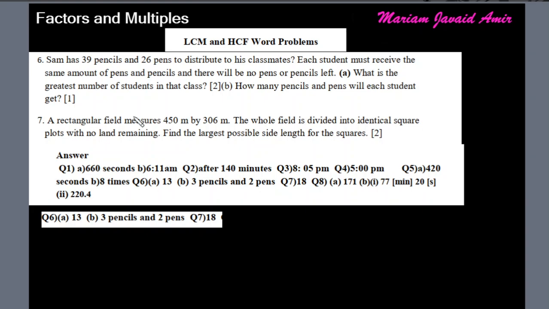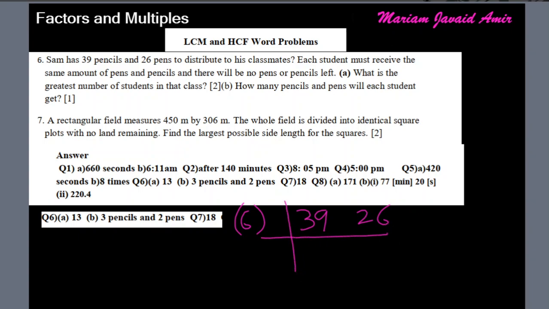Okay, so question number 6 is, Sam has 39 pencils and 26 pens to distribute to his classmates. Each student must receive the same amount of pens and pencils, and there will be no pens or pencils left. Part A, what is the greatest number of students in that class? So greatest is your cue in this question. Greatest means highest common factor. So this question is related to HCF. So you find the HCF of 39 and 26.